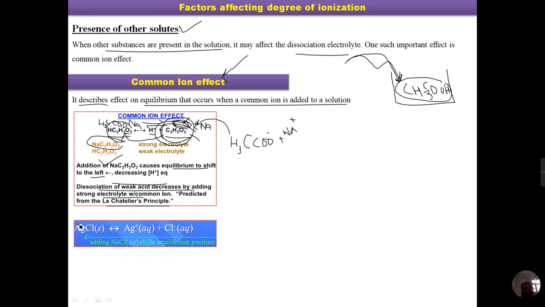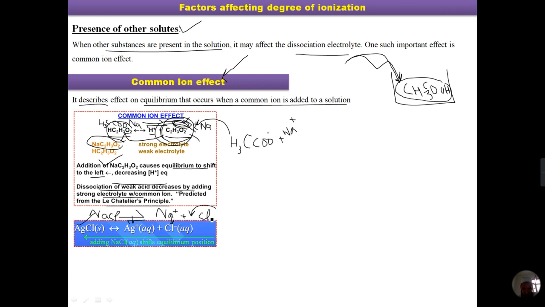Let's say we have a salt, silver chloride. As you dissolve it, it gives silver ion and chloride ion. Okay? Now to the same solution, if you add sodium chloride, sodium chloride will give, as per the ionization, we know it's a strong electrolyte, so it gives sodium ions plus it gives chloride ions.